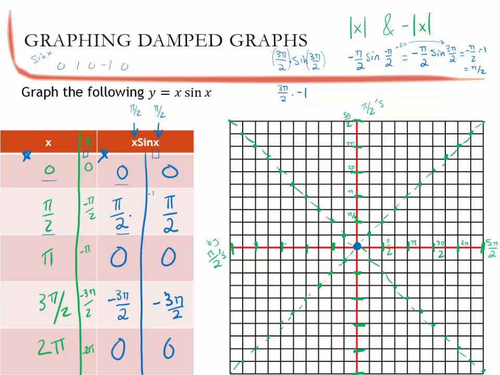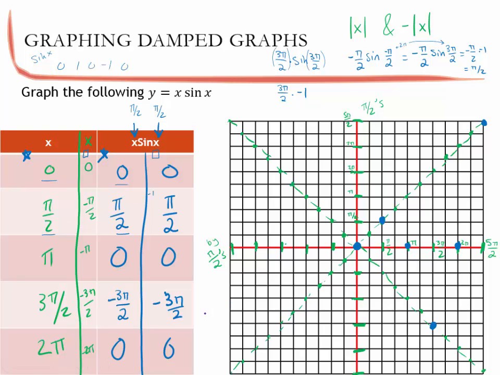So we have pi over 2, pi over 2. So we go over pi over 2, up pi over 2. There's a point. We have pi and 0. We have 3 pi over 2 and negative 3 pi over 2. That's down here at that particular point. It touches these boundaries. And then we have 0 again. And then 5 pi over 2 would be positive 5 pi over 2 as well. It would be way up here.